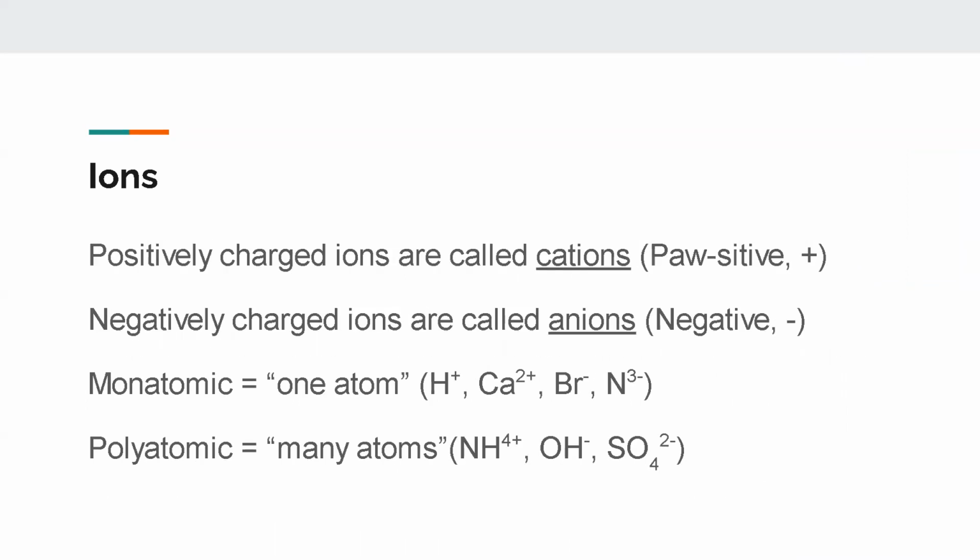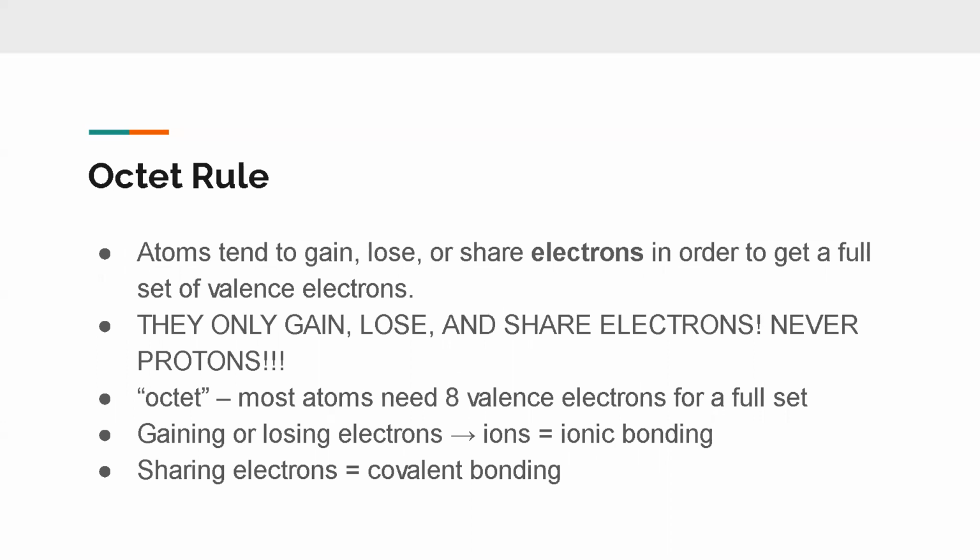Only electrons participate in transferring, being shared, or taken. Positively charged ions are called cations. Negatively charged ions are called anions. Monatomic means a singular atom, or one atom. Polyatomic means more than one atom. It means many atoms. And the octet rule is basically where most atoms need 8 valence electrons to get a full octet, a full outer shell. That's 8. They only gain, lose, and share electrons, never protons.